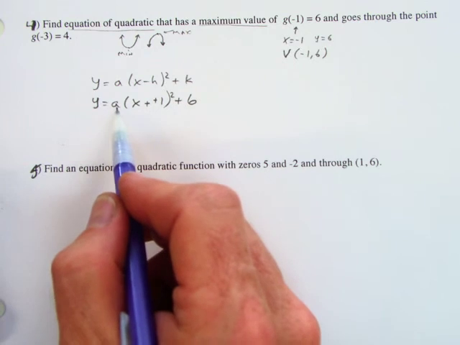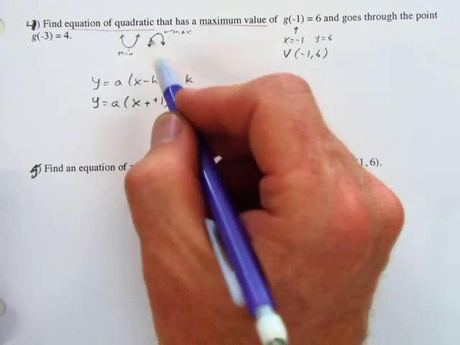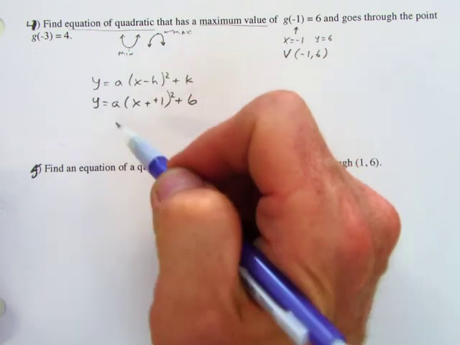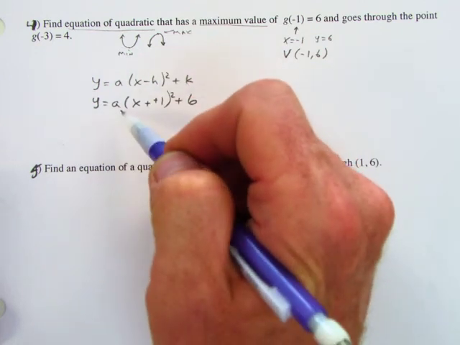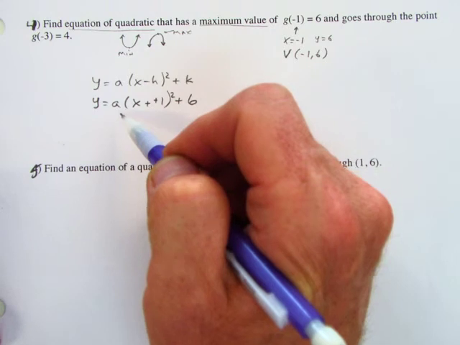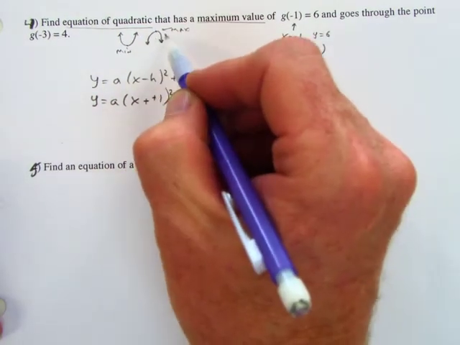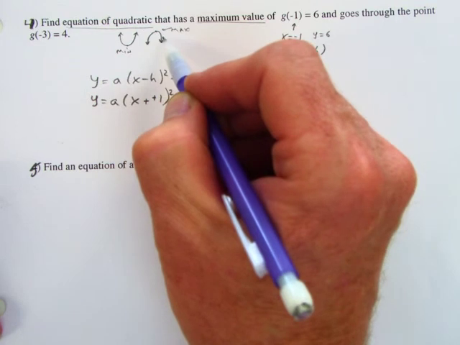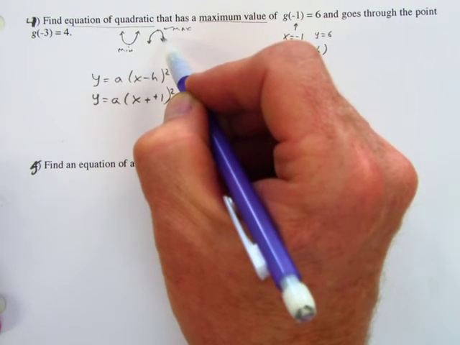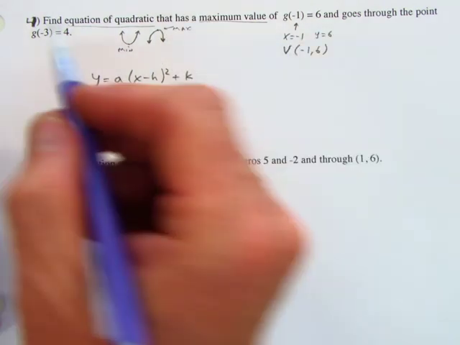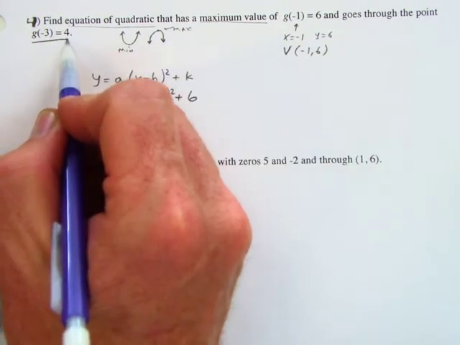We know that a has to be what if it's opening down? a has to be negative. So when we find a, it better be a negative number. How do we go about finding a? We're going to need some other information about this parabola in order to do so. Do we have any other information? Yes, we do.